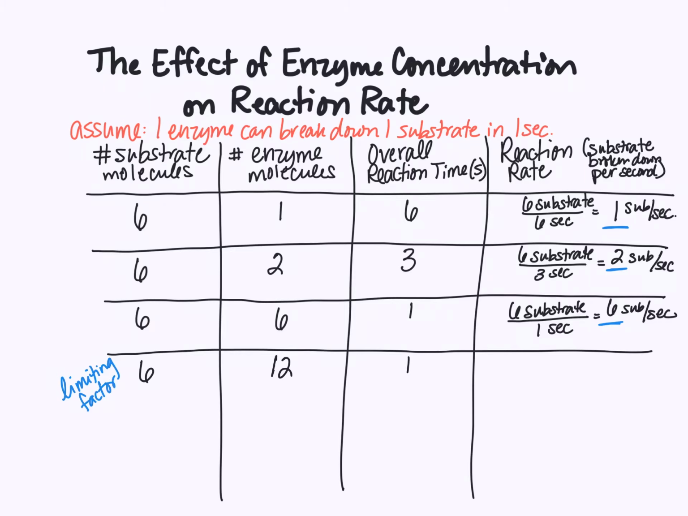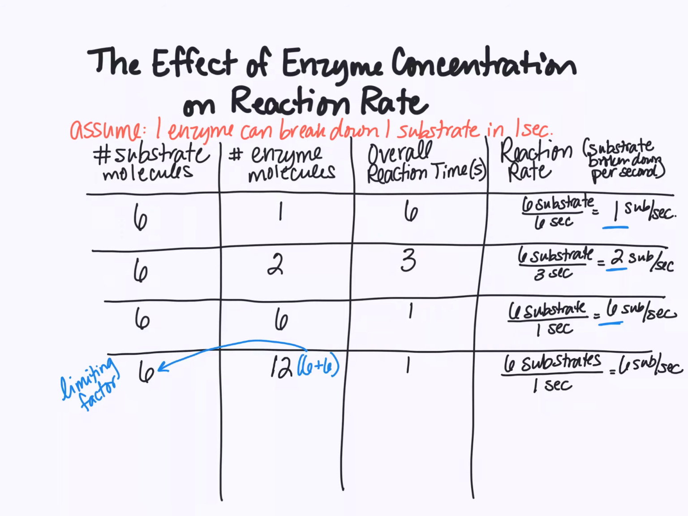And we can actually look at this number 12 as almost kind of being like 6 plus 6, where 6 of those enzymes are catalyzing the reaction of 6 of those substrate molecules. The other 6 enzymes are just kind of hanging out with nothing to do because there aren't any substrates in order for them to work upon. So what happens is we end up with 6 substrates being broken down in 1 second for a rate of 6 substrates per second.